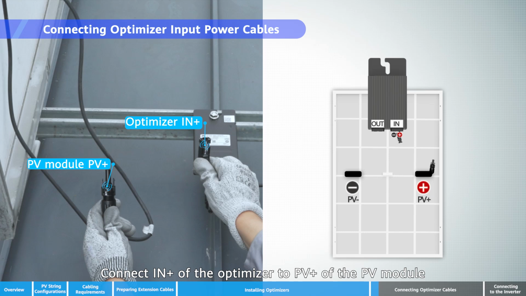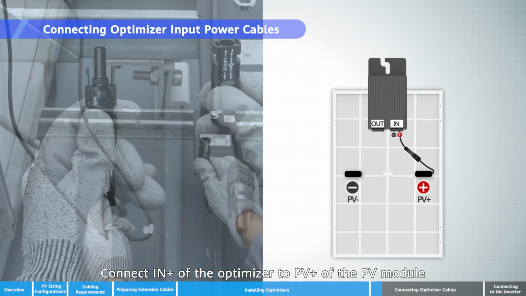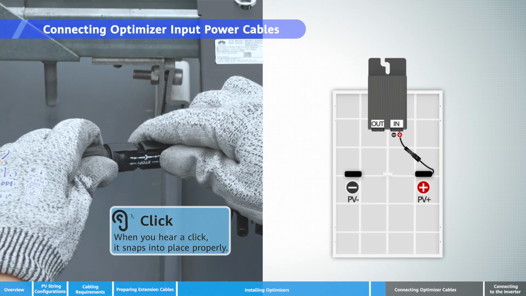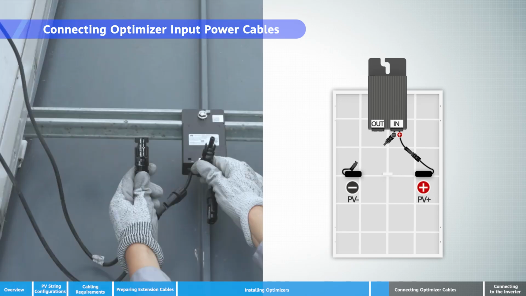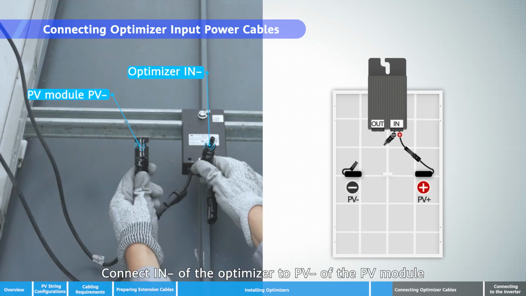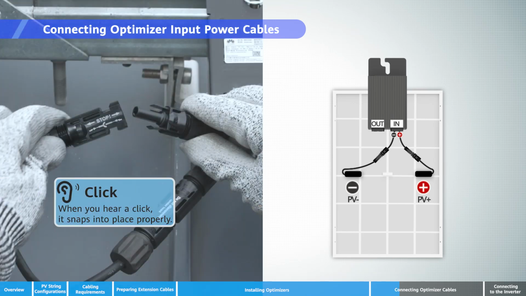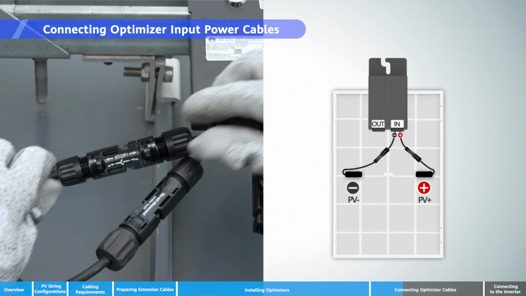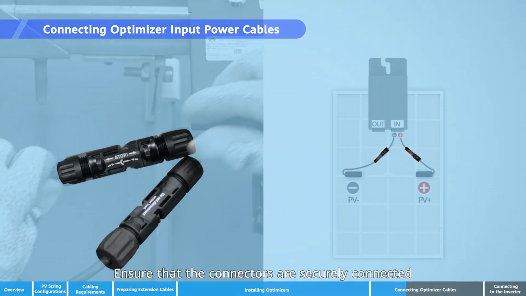Connect in positive of the optimizer to PV positive of the PV module. Connect in negative of the optimizer to PV negative of the PV module. Ensure that the connectors are securely connected.